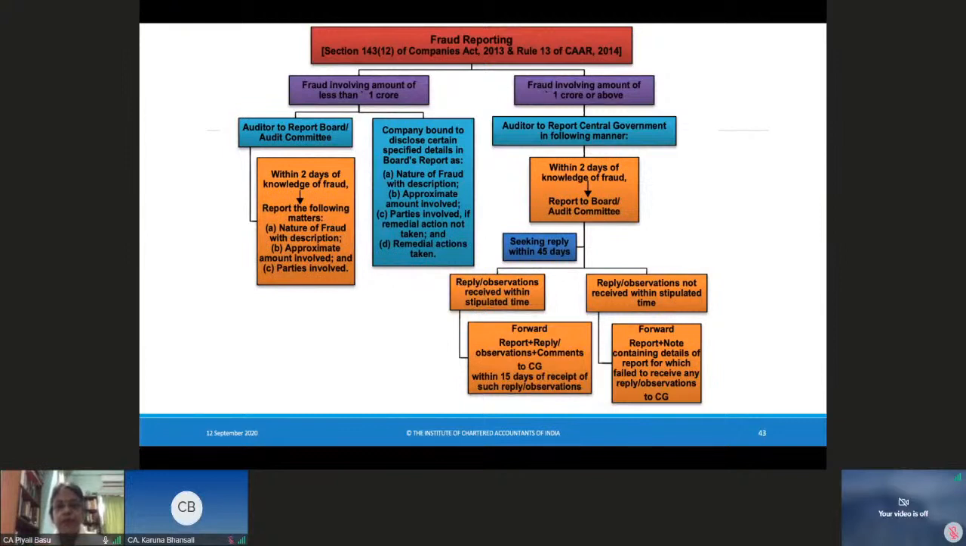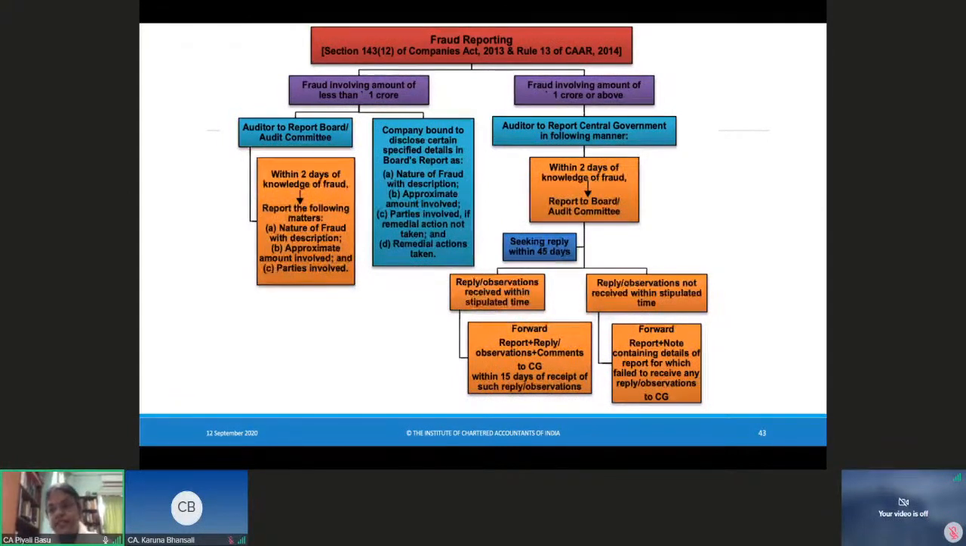as explained. Okay? And if it is more than 1 crore, then the auditor should report it to the central government, but not immediately. It should give 45 days time to the company to reply to the issues that have been identified by the auditor as fraud. So within 2 days of the knowledge of the fraud, the auditor should report it to the board or the audit committee, as the case may be. Wait for 45 days to get a reply. If the reply comes, then along with the reply, observations and the comments, it should go to the central government within 15 days.